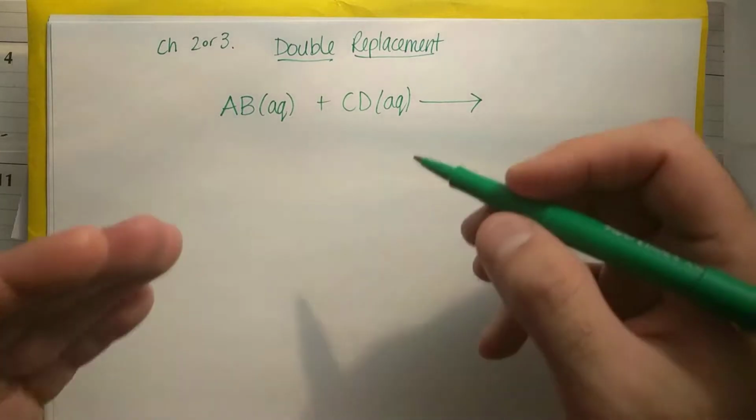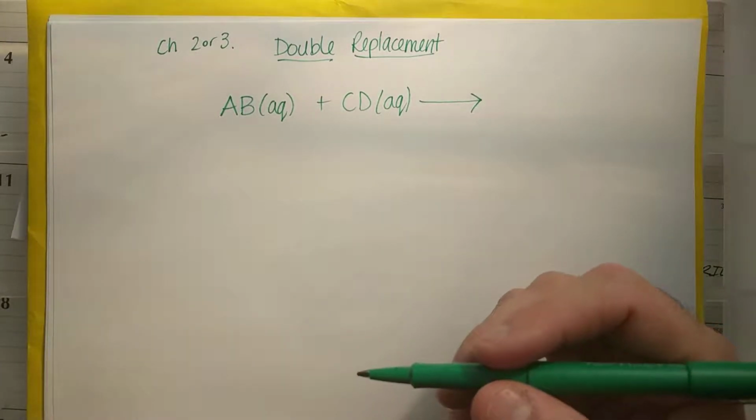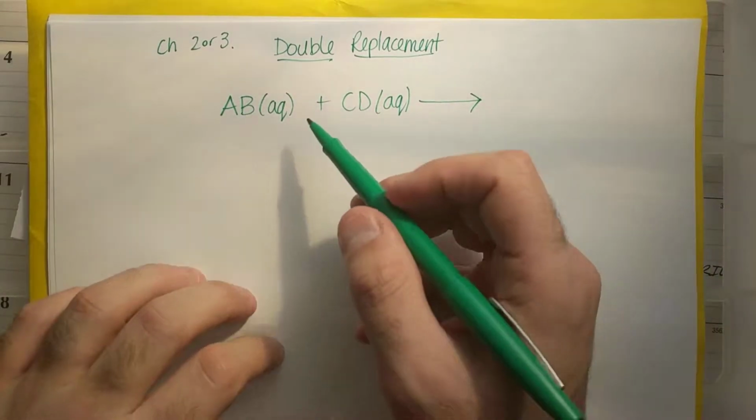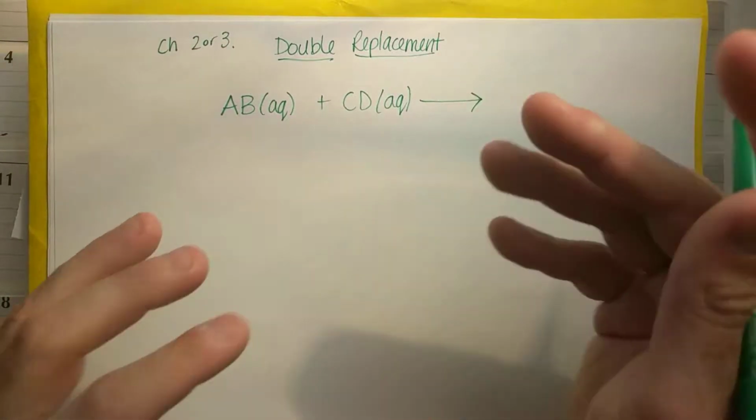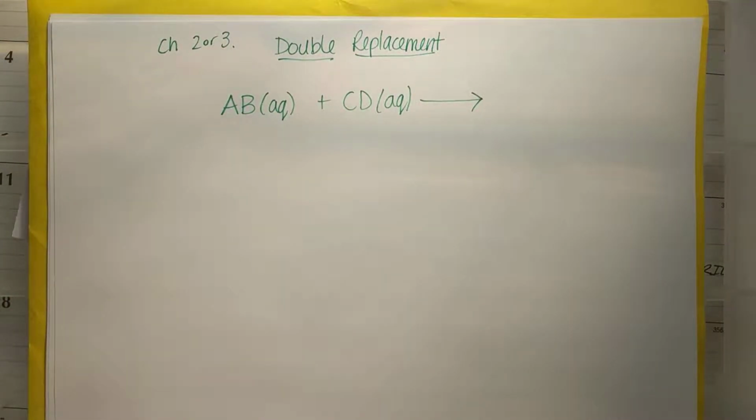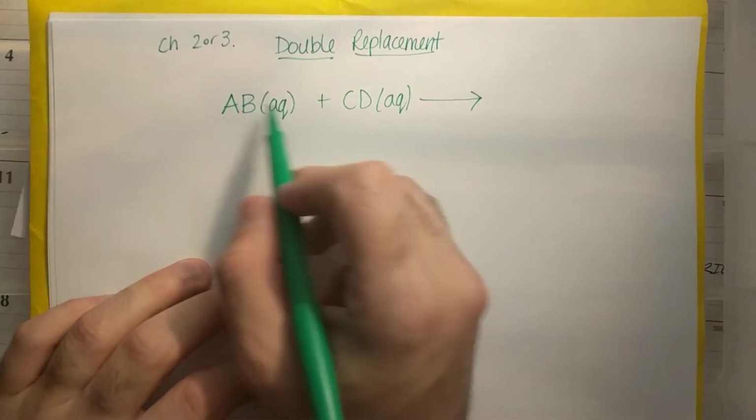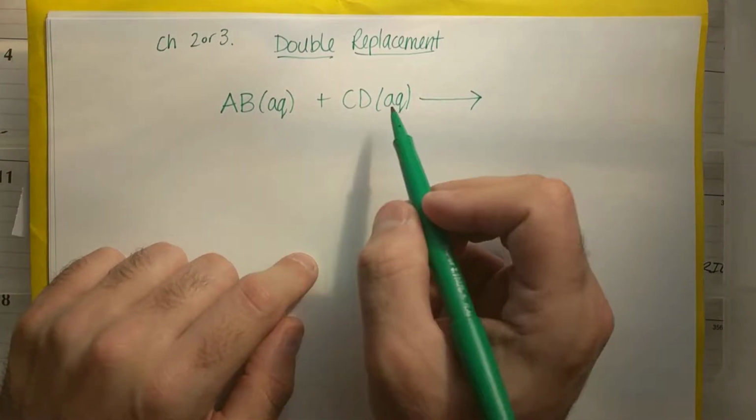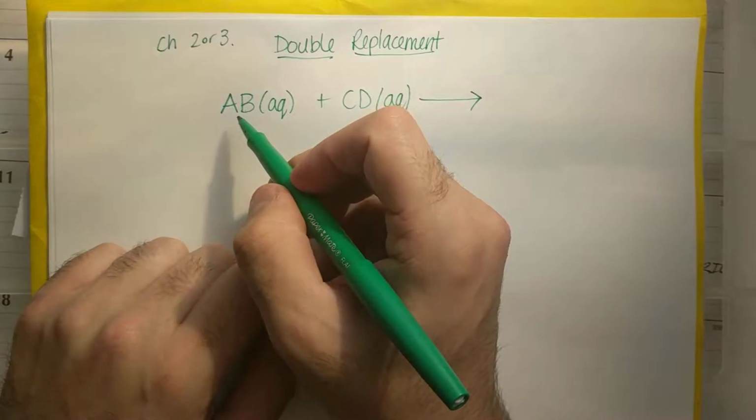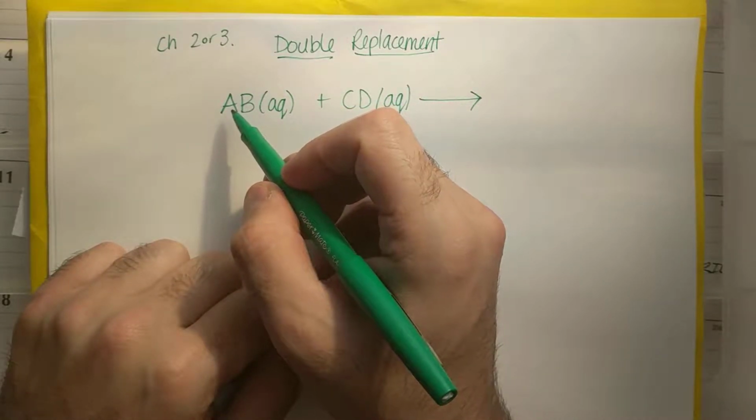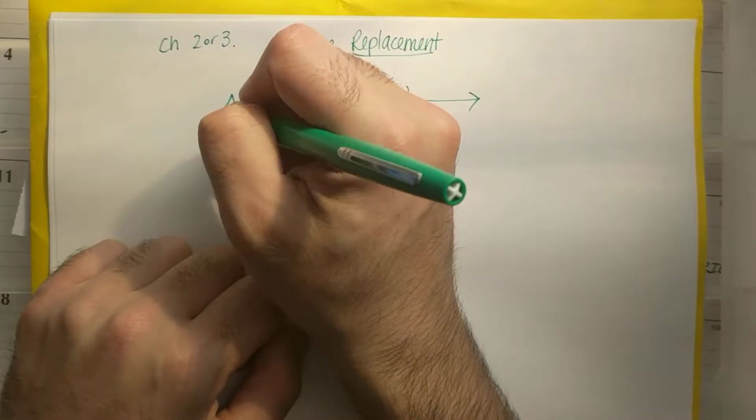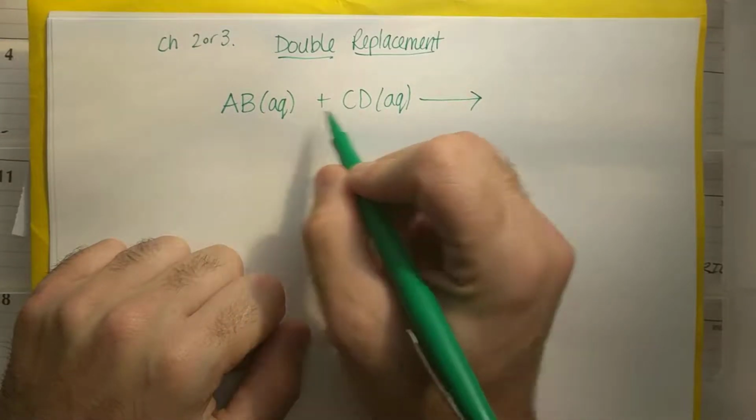But I'm going to do an explosive crash course here on double replacement. A double replacement reaction means everybody switches partners. Every element or species that was bonded to something before is not going to be bonded to the same something after. Let's say I have these two compounds, AB and CD. I know they're compounds because compounds have two different elements in them. And something to note is that they're both aqueous.